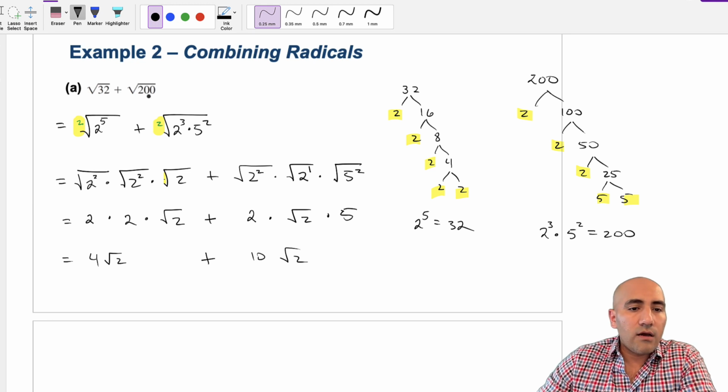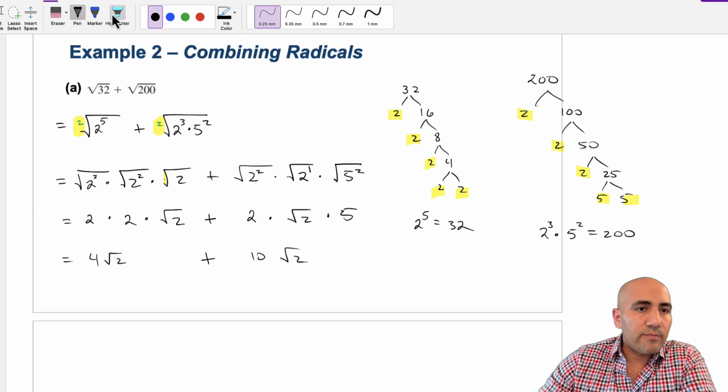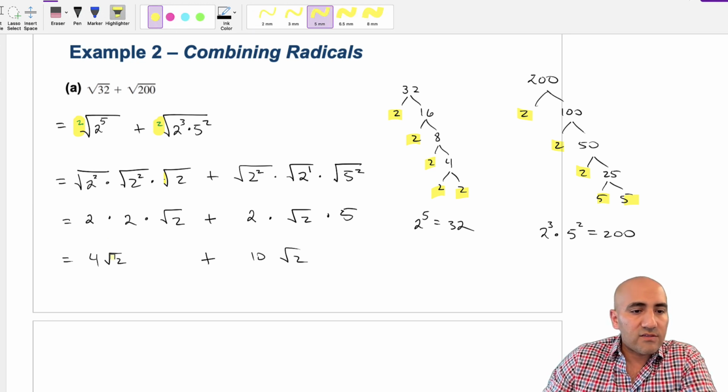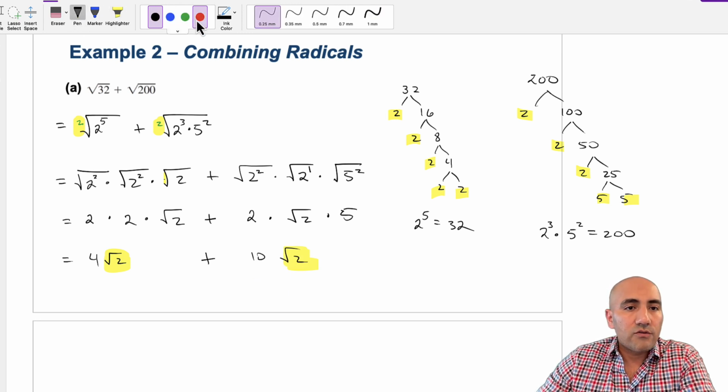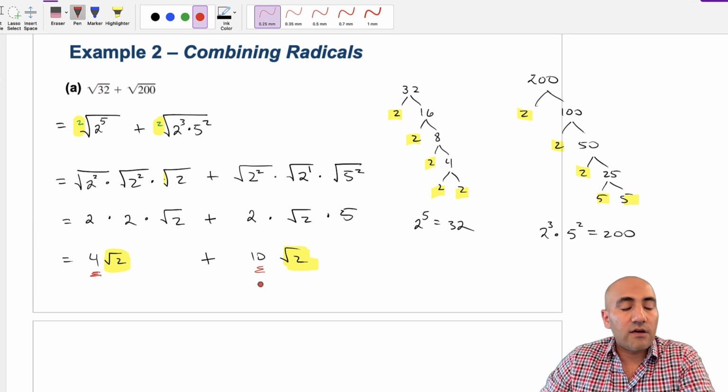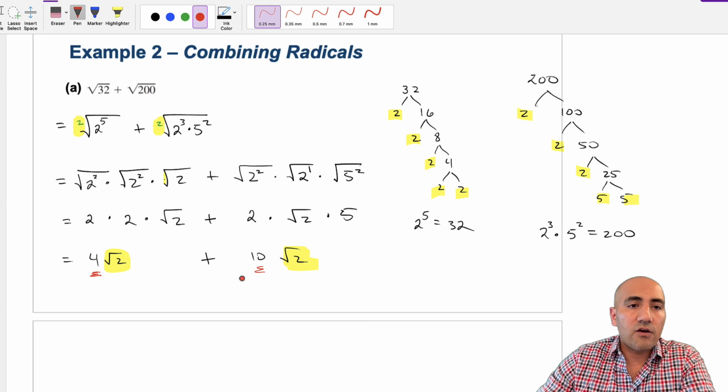And now you can look at it in a couple of different ways, but I like to think of it as 4 copies of root 2 plus 10 copies of root 2, right? They both have the exact same root, so we can just go ahead and add this number. 4 copies of root 2 plus 10 copies of root 2 will give us exactly 14 copies of root 2.